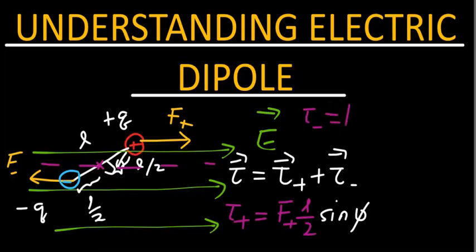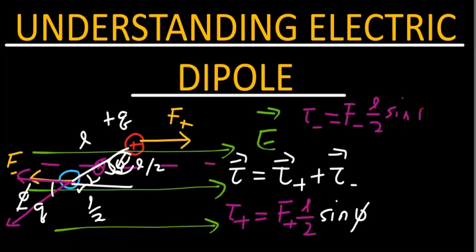Now let's calculate tau minus. The force here is F minus. The distance between the force and axis of rotation is again L/2, times the sine of the angle between the force and the moment arm. The moment arm always goes from the axis of rotation to where the force acts. So it is this angle here. Now if you note, it is the same as that angle, which is phi. Again, you have sine phi.